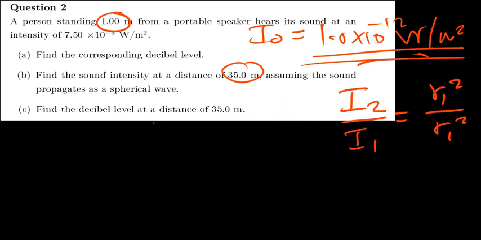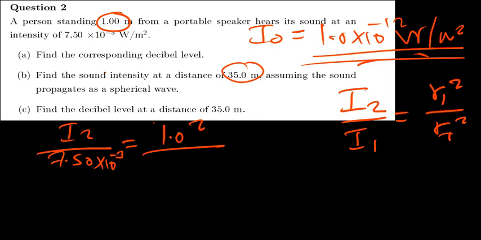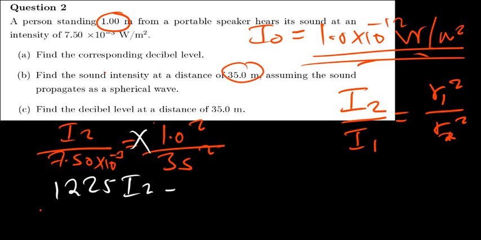Now if I plug in the values here, I2 I don't know. I1 is 7.50 times 10 to the power negative 3. Then r1 is 1.0, and I square it. R2 is 35, and I square it. Okay, so we cross multiply. We'll find that 35 squared is 1225, times I2 will be equal to 7.50 times 10 to the power negative 3, like that.